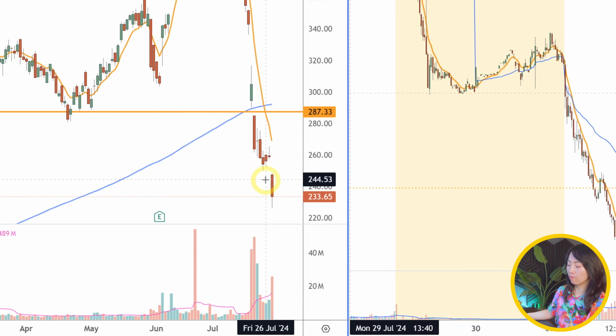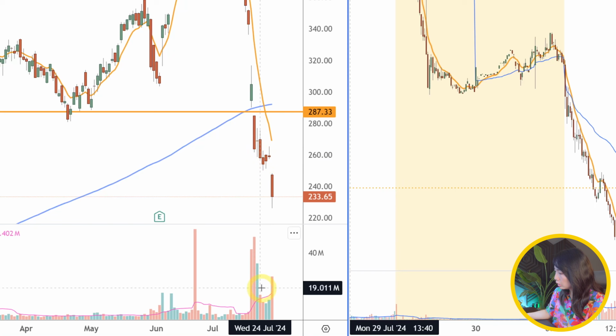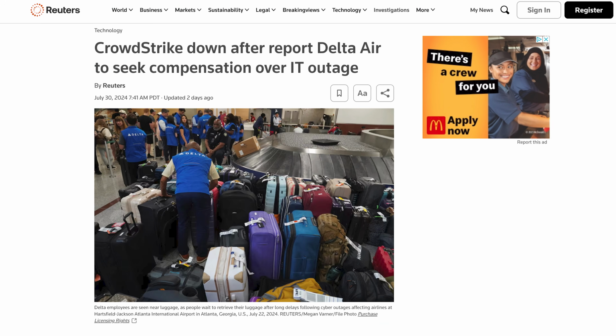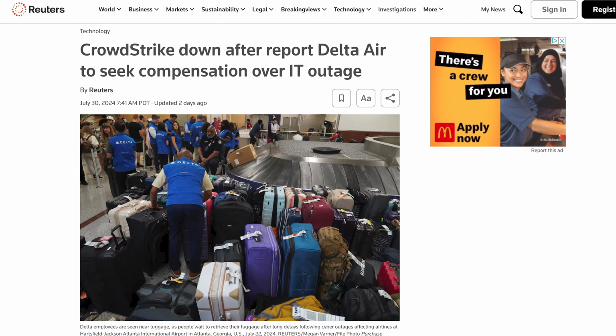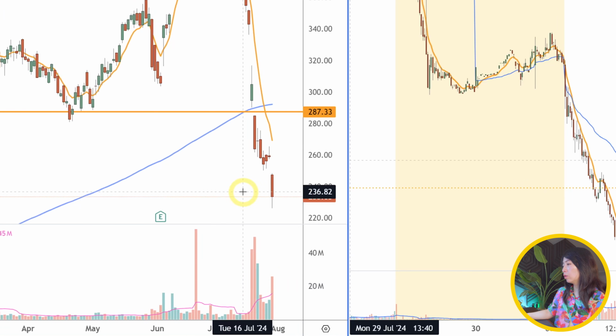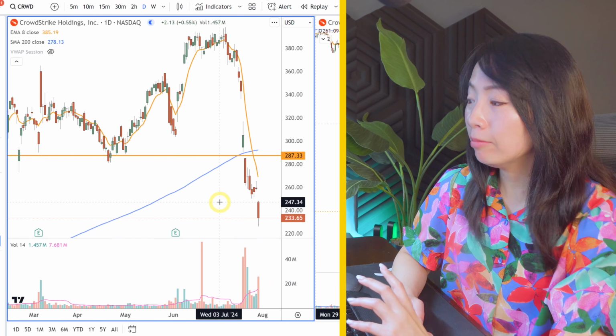And you can see the volume has been very consistent. This is investors and funds exiting the stock, knowing that short term, the company has a lot more problems to deal with. So yeah, volume breakout has been consistent. Even today as well, after it got fined by Delta, you can see volume breakout once again for 25 million shares.